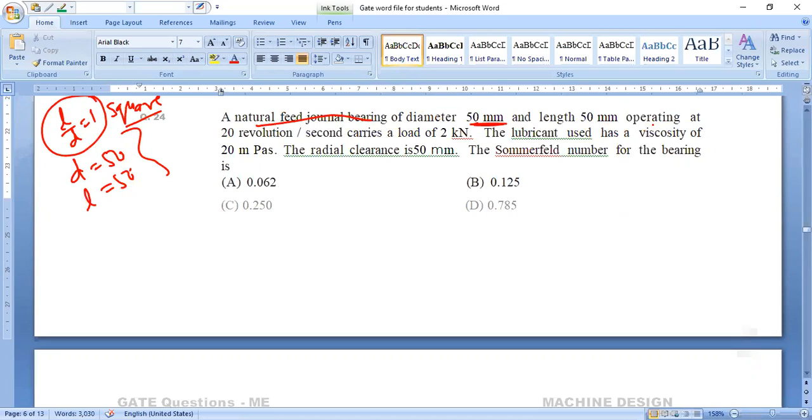It is operating at 20 revolutions per second. So our N is given as 20 revolutions per second, RPS. If I want to convert it into RPM, then it is 1200 RPM, 20 multiplied by 60. Whichever I have to use, I will use according to the unit compatibility. Always I will check the unit compatibility and use any one of them.